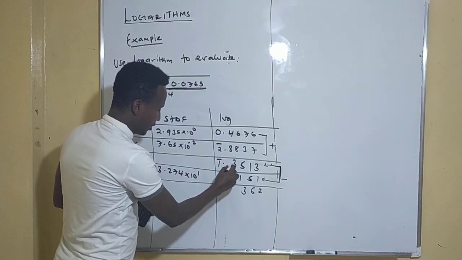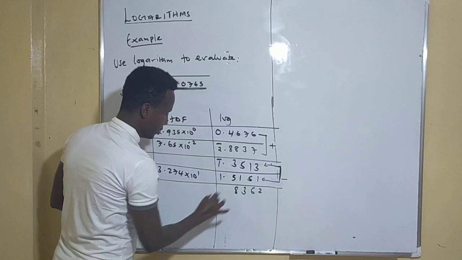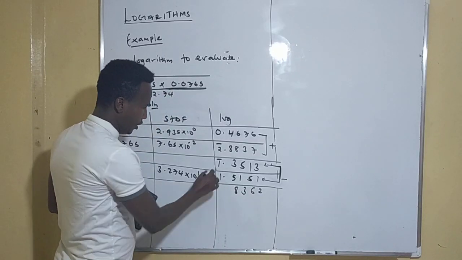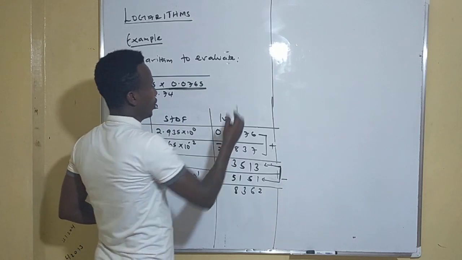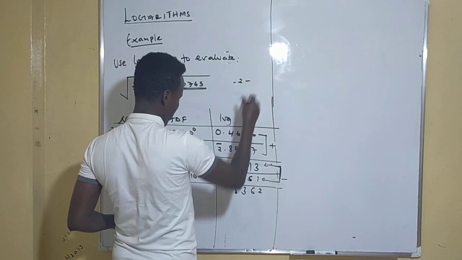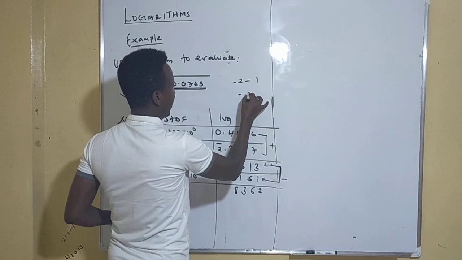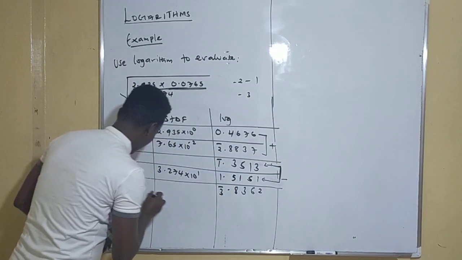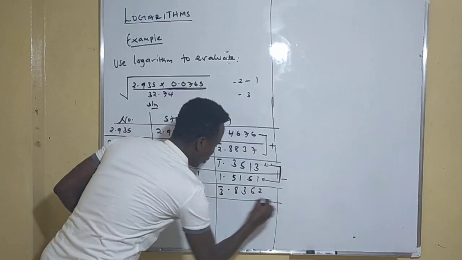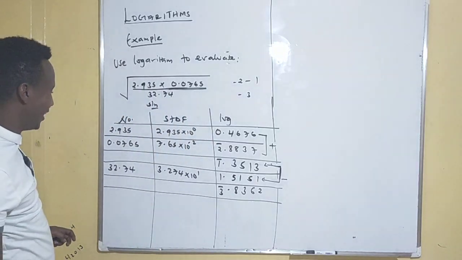So here, 13 minus 5 is what? 8. Just understand that. So here I have what? Negative 2. So I'll say negative 2 minus 1. That is negative 3. So I'll write here negative 3. Then close here. Very interesting again.